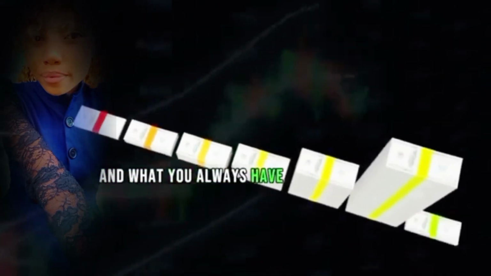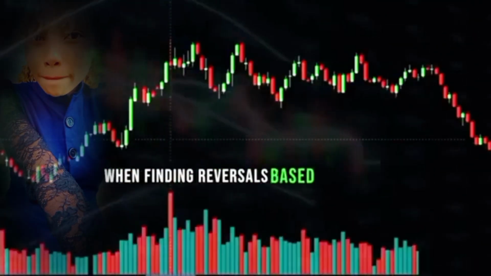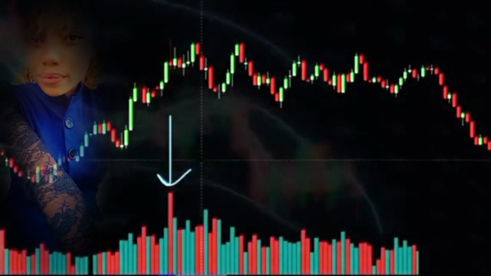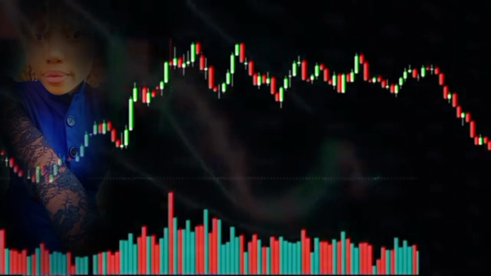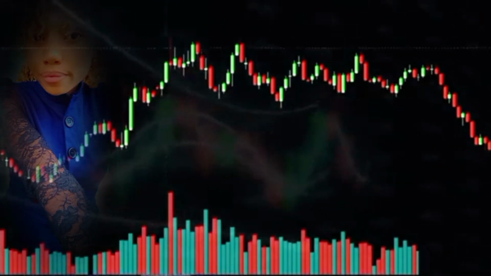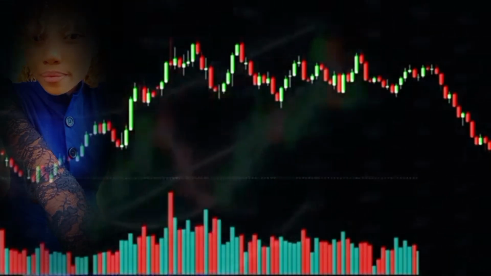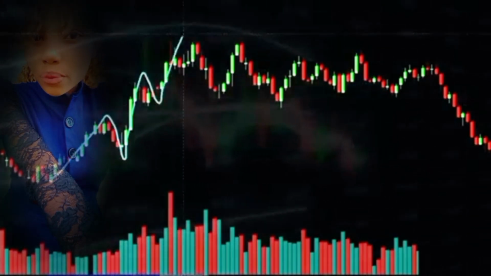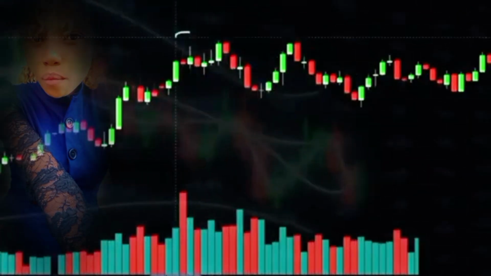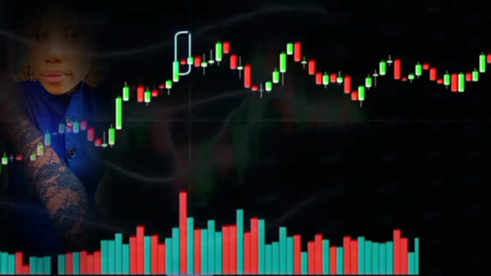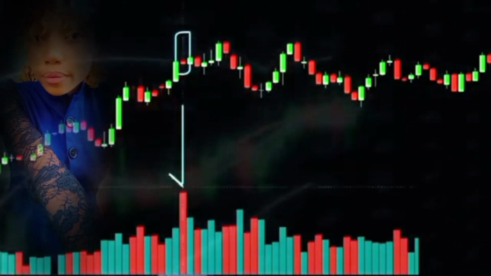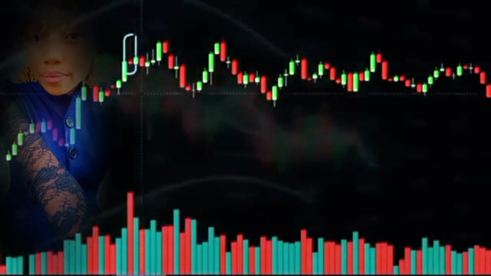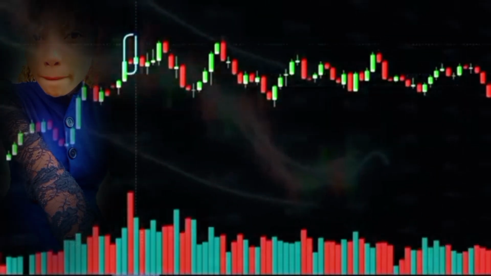And what you always have to have in mind when finding reversals based on volume is the principle that the more volume we have, the more significant the move will be. So, for example, right here, we had a small uptrend. You can see we had impulse move, pullback, impulse move, pullback, impulse move. But what you can see is that during this red candle right here, we saw a very strong spike in volume. And this right here was a red candle. That means that many sellers supported the move.